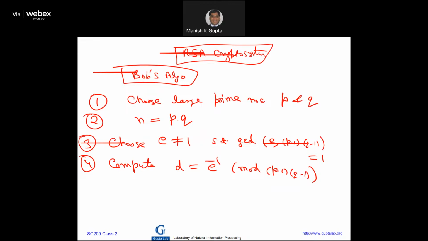If I am a mathematician, I may ask you whether this inverse will exist or not. But as an engineer, for you, it's okay. So I'm saying that compute this D, which is the inverse of E. Okay. Now what? Fifth, publish. Bob is going to publish E and N. This pair is known as the public key.